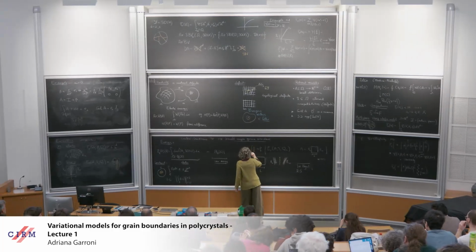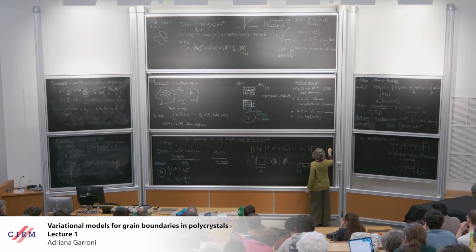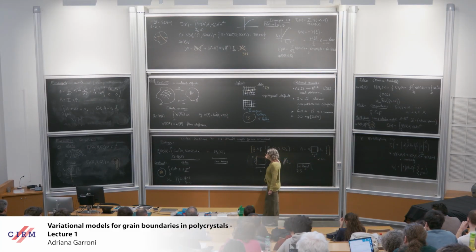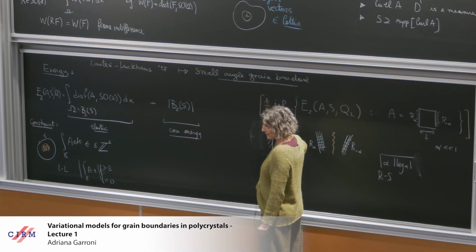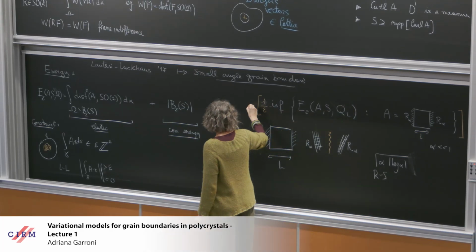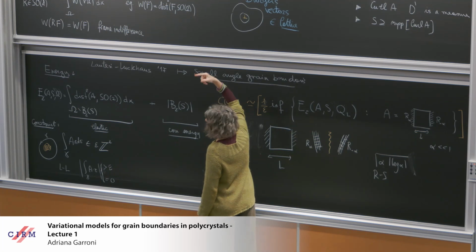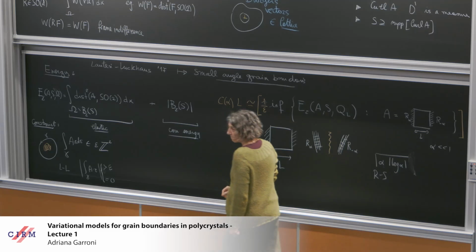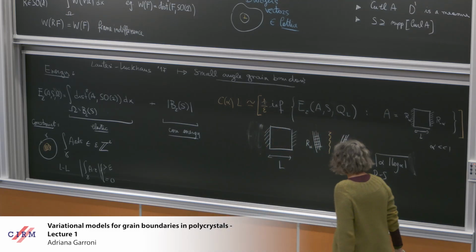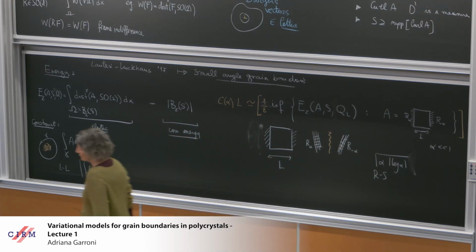So the idea is that, and then I'll conclude, Lauteri and Luckhaus show that if you rescale by 1 over epsilon, this behaves like a constant that depends on alpha, which will be my psi of alpha times L. Okay? I think I concluded. Sorry for being late.